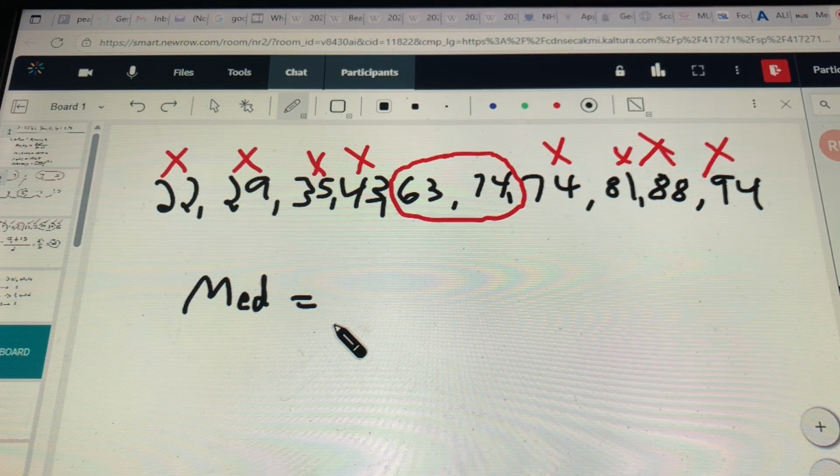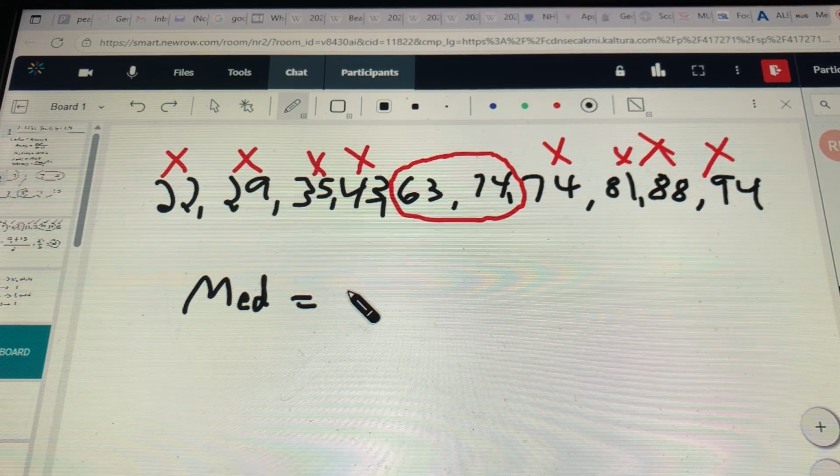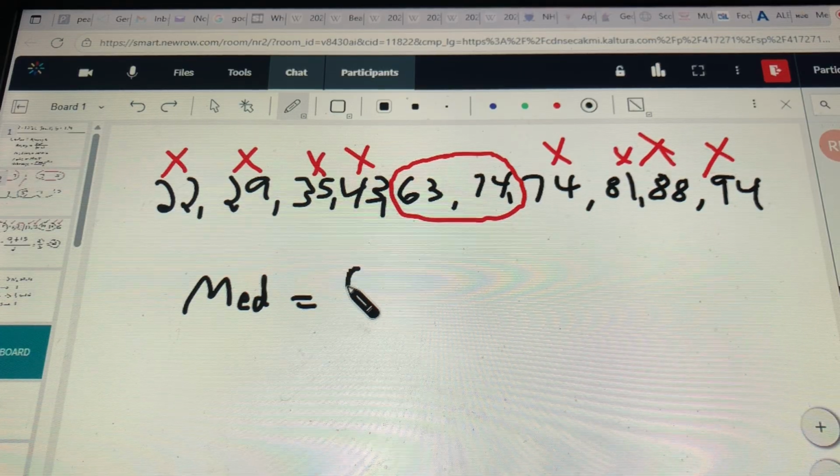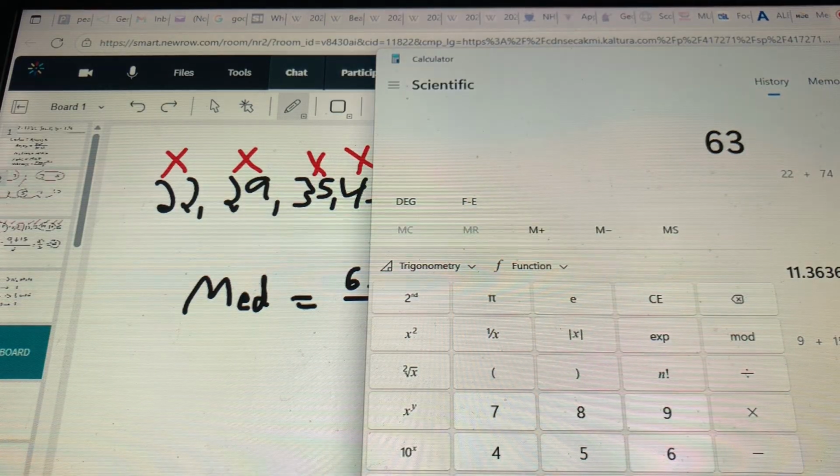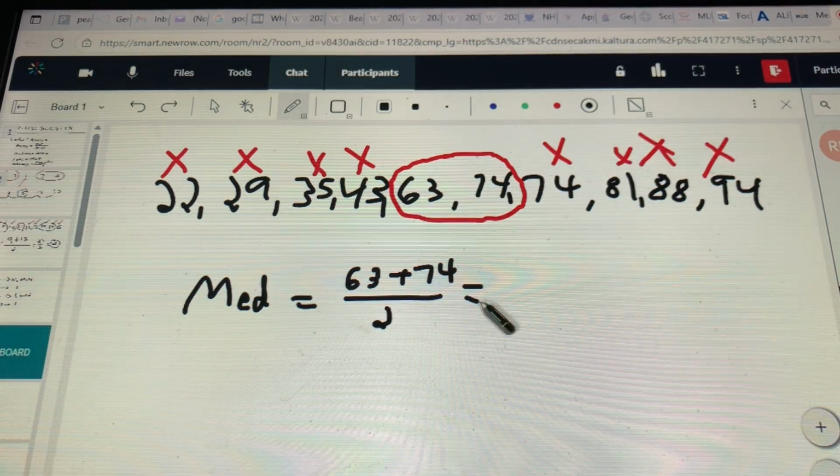In fact, this is like what you do to find a mid-range, except for a mid-range, you do it on the highest and lowest numbers overall. For the median, you do it for the two numbers in the middle. Add them up and divide by 2 whenever there's two of them. You're averaging these two in the middle. 63 plus 74 and divide by 2 is 68.5.